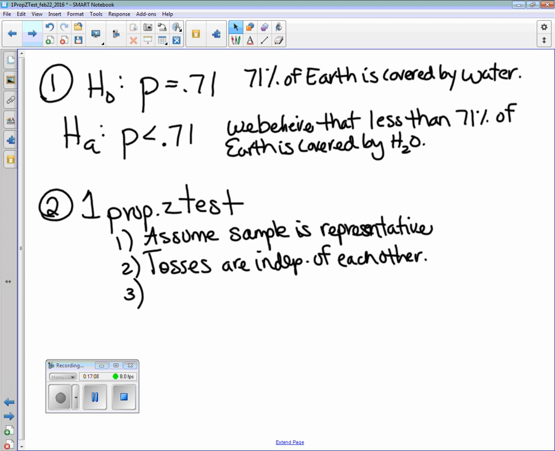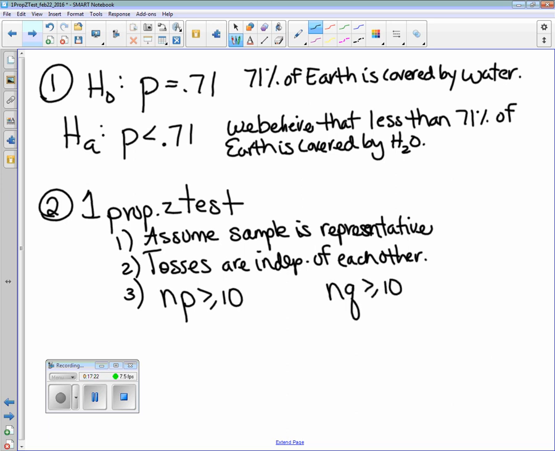Greater than 10. So it's n times what? np and nq are both greater than or equal to 10, so we have to check these. What's n? How many times did we toss the ball? 50. And what was p, our success rate? 0.71 is what we're looking at, right? Isn't that the claim? Is that greater than or equal to 10?